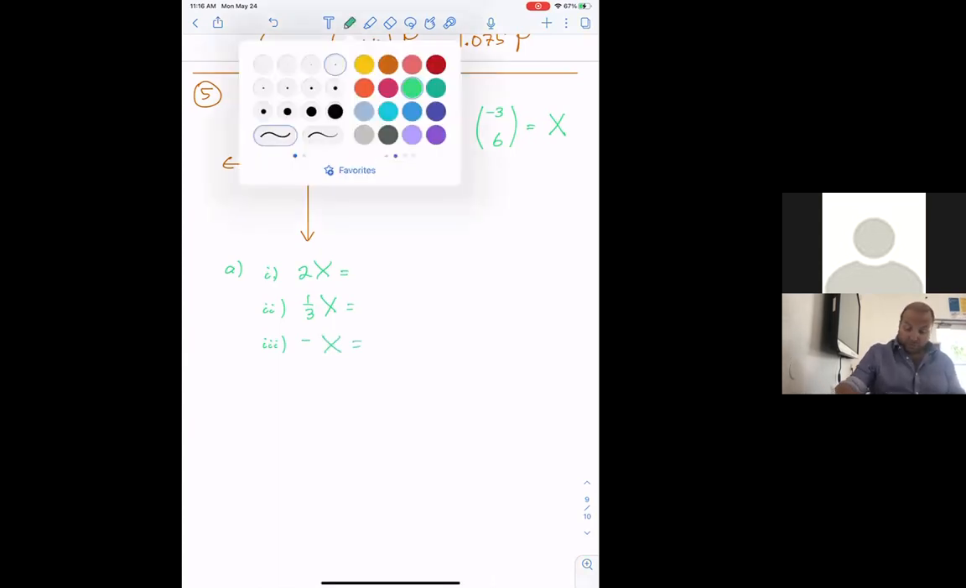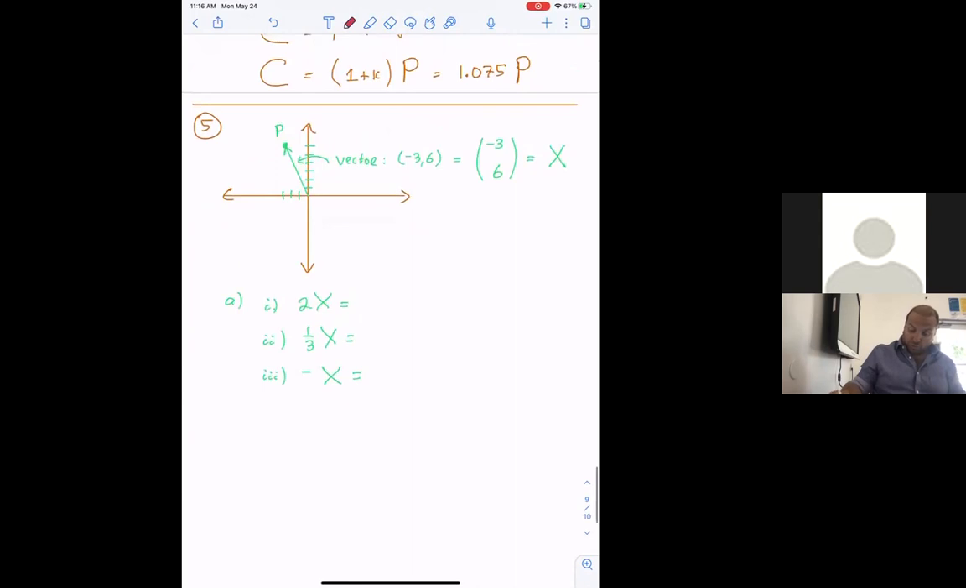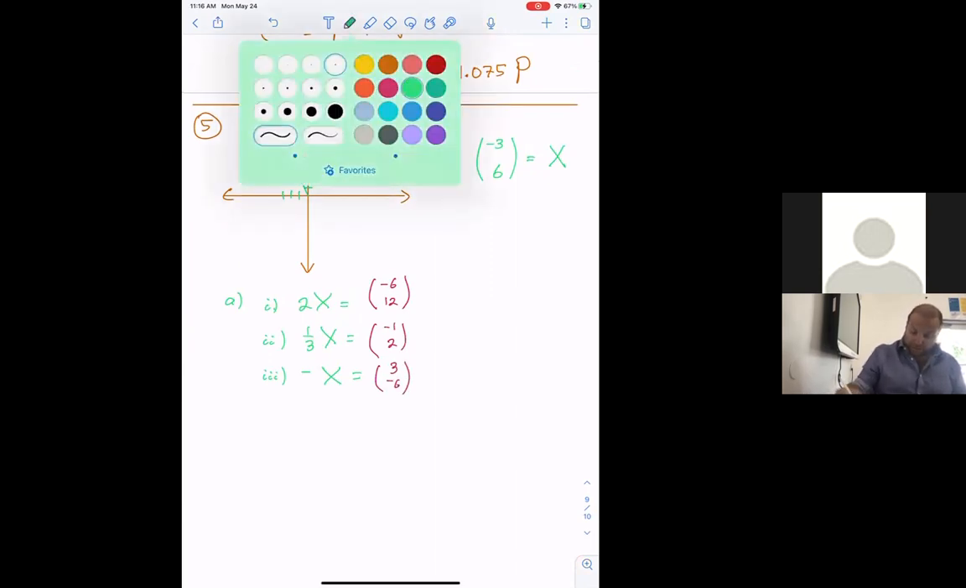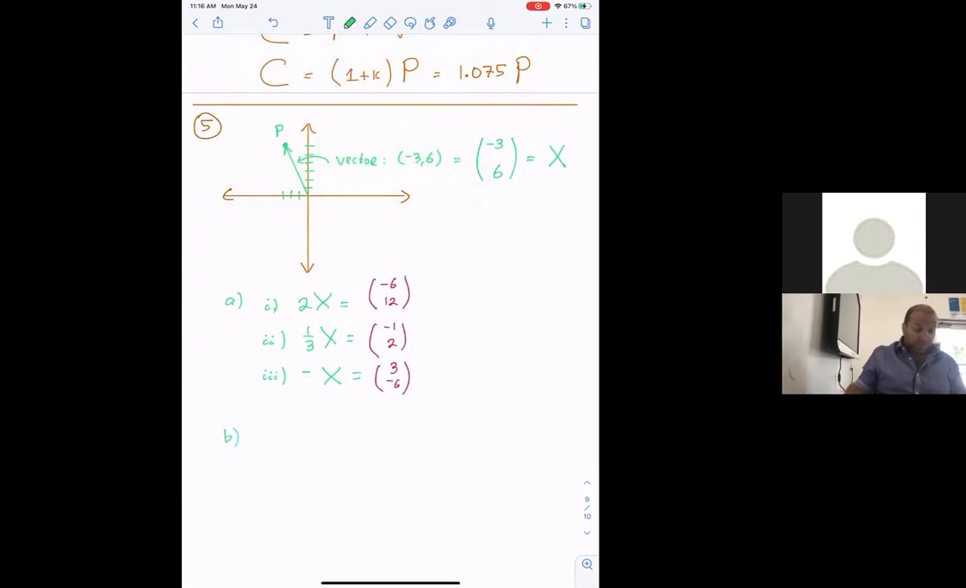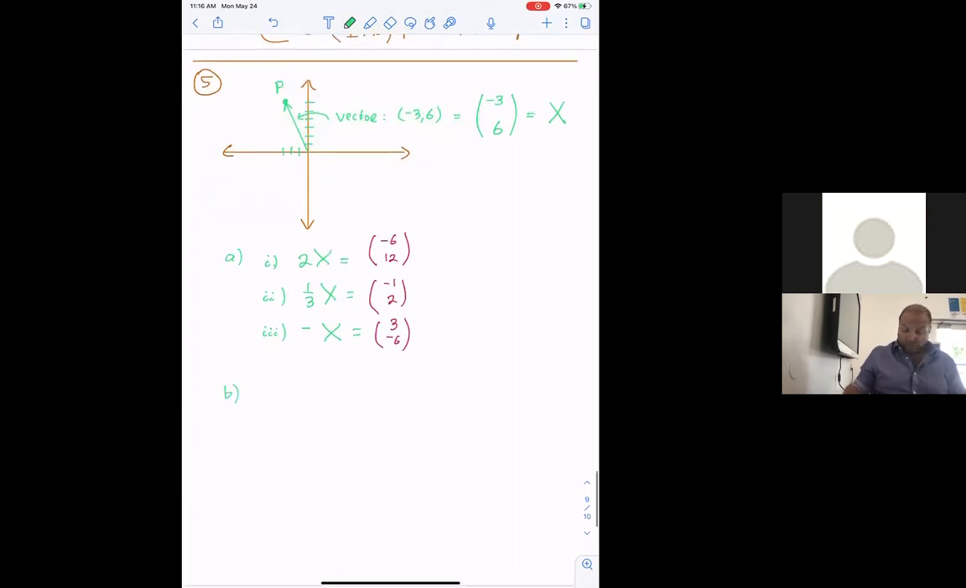So, as always, you should be pausing and doing these. 2x is just scalar multiplication. 2 times -3, 6 is -6, 12. 1/3 of x is -1, 2. And -x is 3, -6. So then it goes to part B, and it says, show each of these points on a graph.